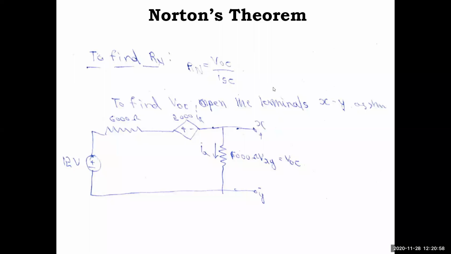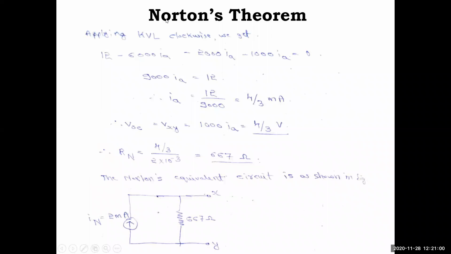So hope you have understood KVL. That is what is written here, in another manner. Minus to plus as plus, and plus to minus as minus. Voltage rise 12, voltage drop 6000 IA, 2000 IA, 1000 IA. Same answer you will get, 9000 IA equal to 12. I is equal to 12 by 9000, which is 4 by 3 milliamps.